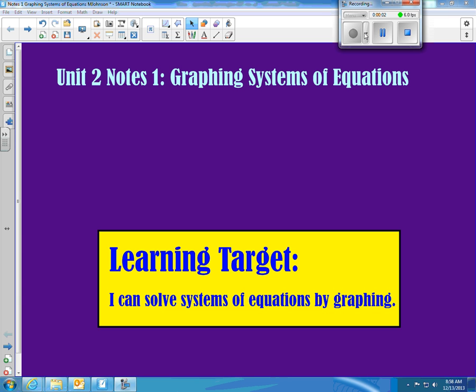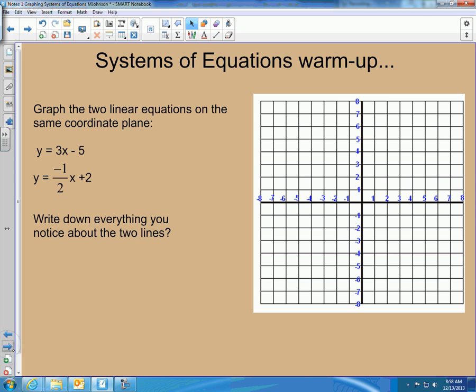Hey guys, welcome to Unit 2, Notes 1, Systems of Equations. Our learning target today is: I can solve systems of equations by graphing. So let's start here with a systems of equations warm-up. It says graph the two linear equations on the same coordinate plane.